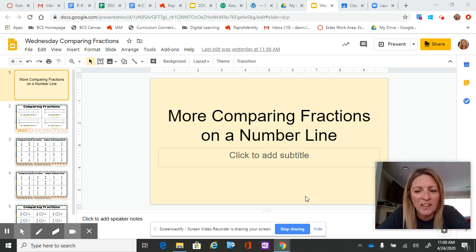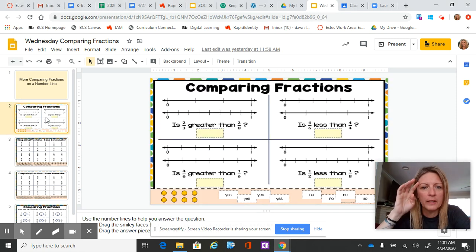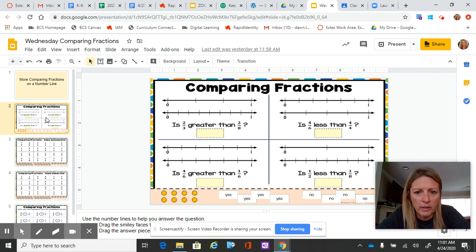Hey guys, today we're going to be working on more comparing fractions on a number line, and I just wanted to make sure that you were still understanding how to use these slides to compare fractions. This is also called a linear model. A number line or a linear model goes in a line. So on this, we're looking for, just like we did the other day on Monday, is 2/3 greater than 2/8?